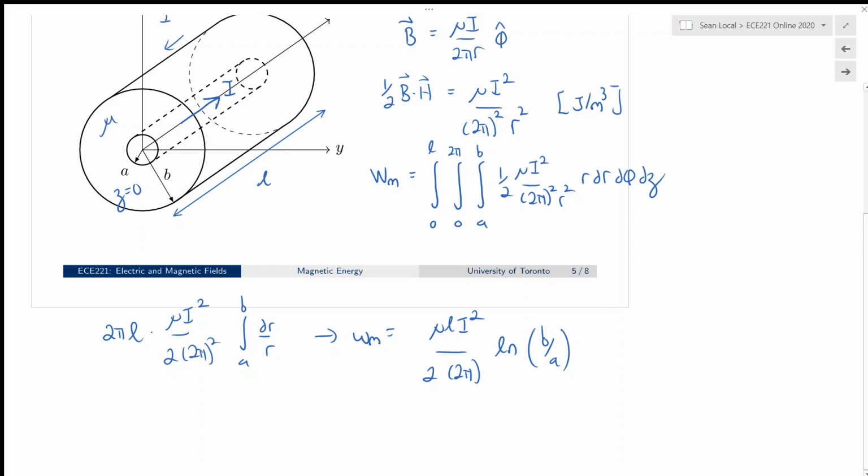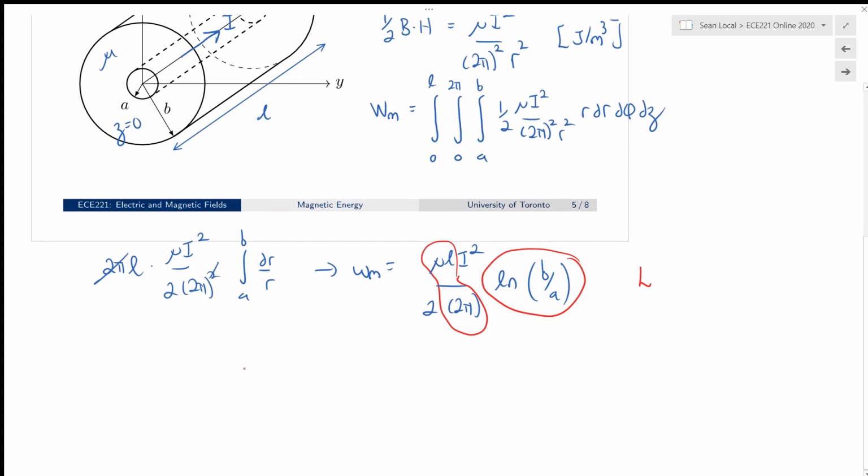Notice that we've canceled off this 2 pi here just to leave with a single 2 pi in the denominator. So this is the magnetic energy stored in the dielectric space between the inner and the outer conductor. And what I want you to pay attention to is that we actually recognize something in the term here. If we look at this mu L over 2 pi term and this log b over a term, this was actually the inductance of our coaxial cable, which we did in a previous example.